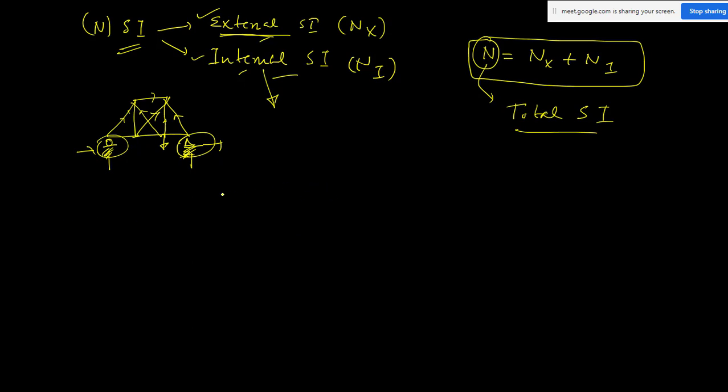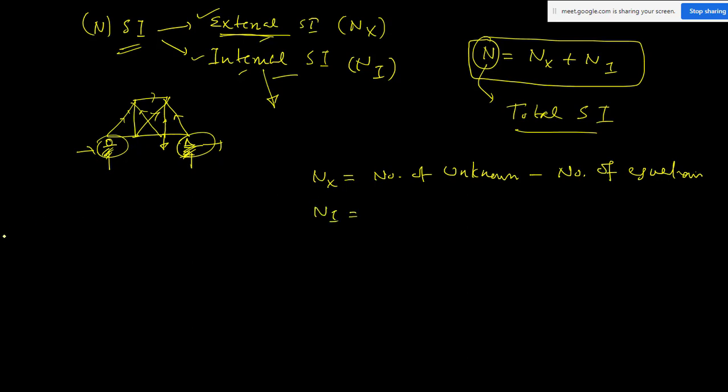The external static indeterminacy is simply the number of unknowns minus the number of equations. This will give you only the external static indeterminacy. It is the number of unknowns minus the number of equations. Then, the internal static indeterminacy.